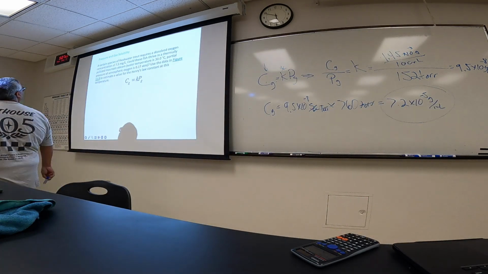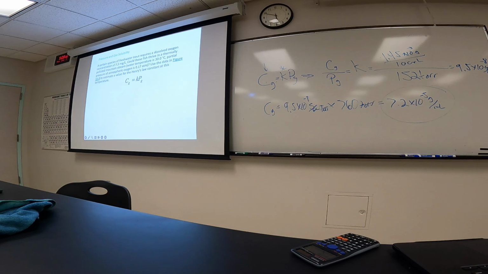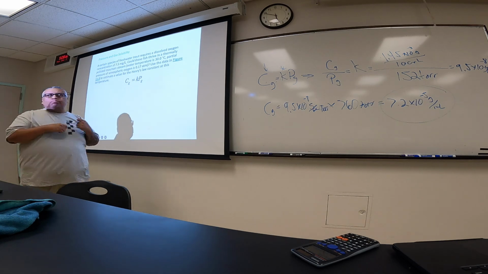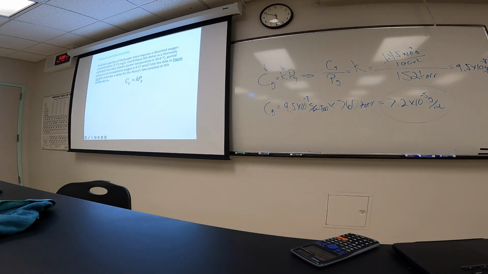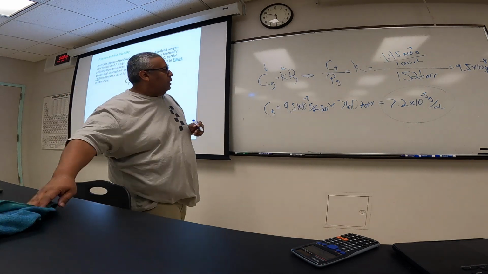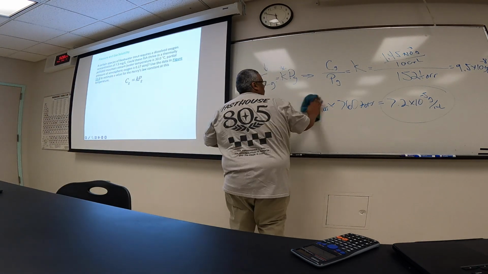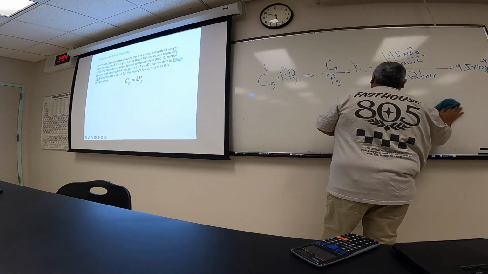A couple more here. Certain species of freshwater trout require a dissolved oxygen concentration of 7.5 milligrams per liter. So that's what it requires. Could these fish thrive in a thermally polluted mountain stream at 30 degrees Celsius? Partial pressure is 0.17 atmosphere. And then we need to estimate something here. We're going to estimate what K is.